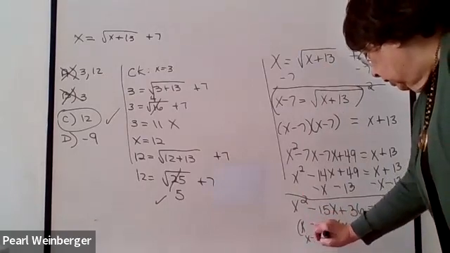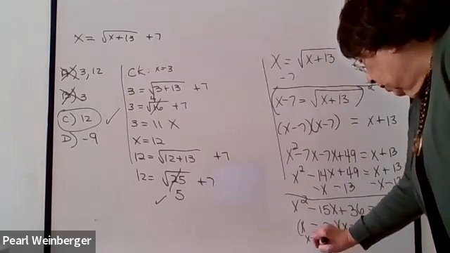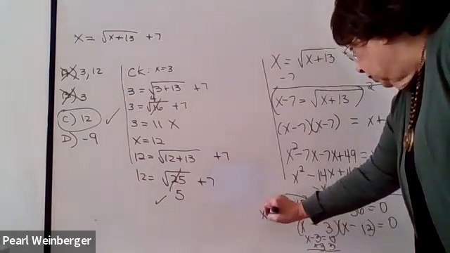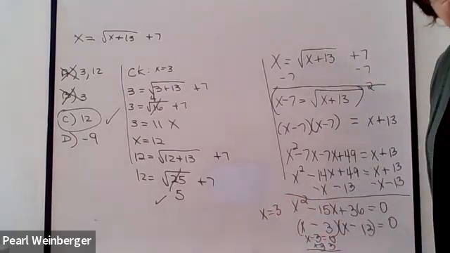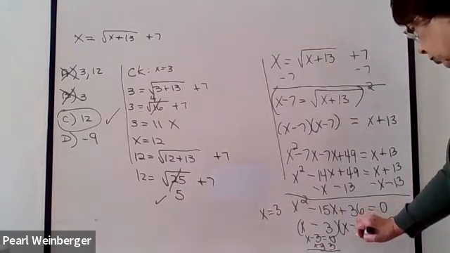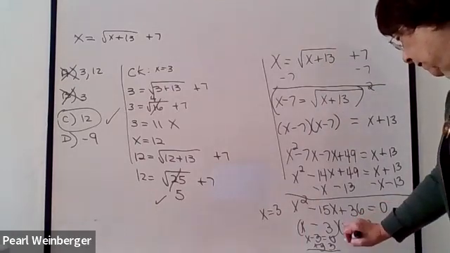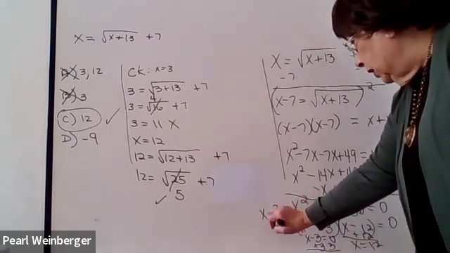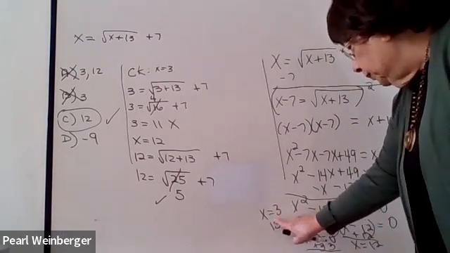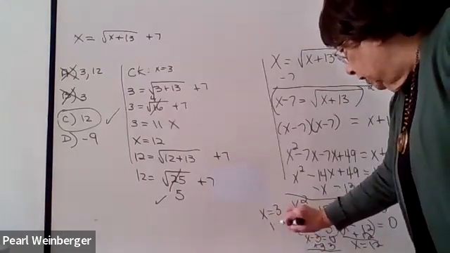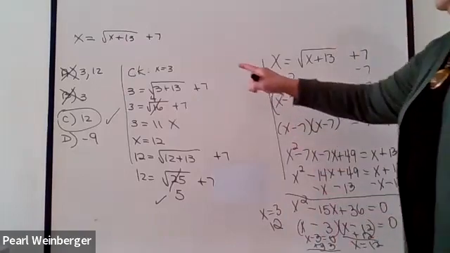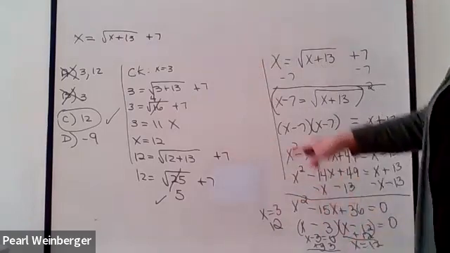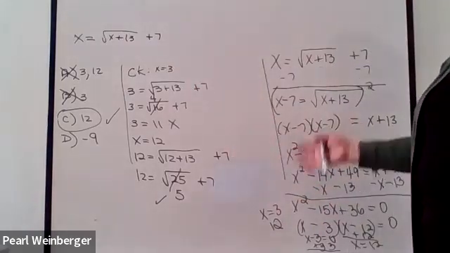x minus 3 equal to 0, which gives me x equal to 3. And over here, I'm going to have to add 12 to both sides, and that'll give me x equal 12. So I get as my two answers 3 and 12.